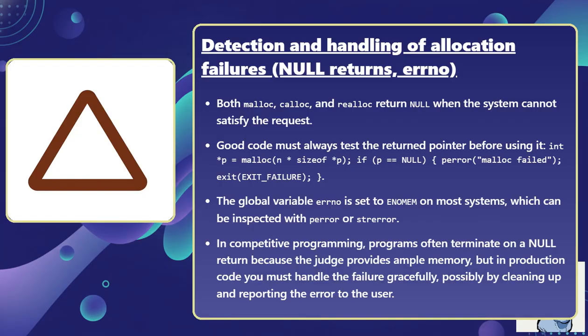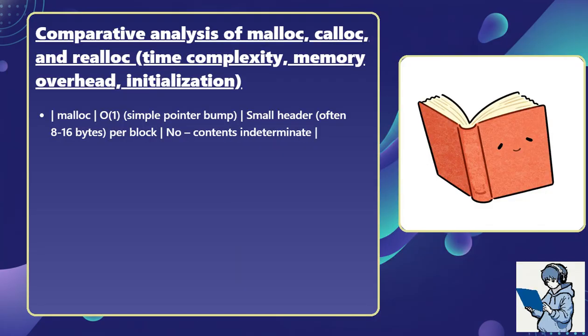In competitive programming, programs often terminate on a null return because the judge provides ample memory. But in production code, you must handle the failure gracefully, possibly by cleaning up and reporting the error to the user. Malloc: O(1), simple pointer bump, small header often 8 to 16 bytes per block.